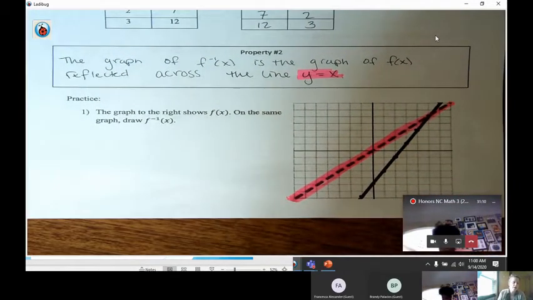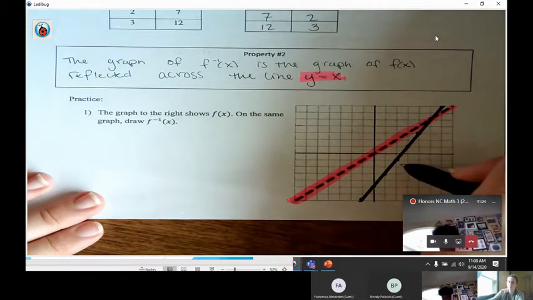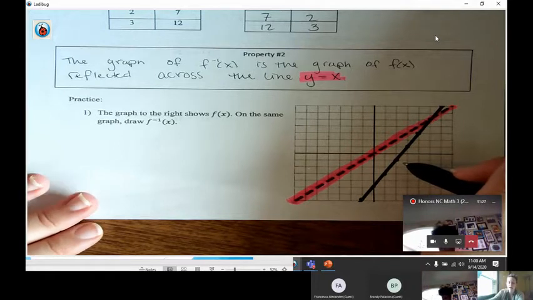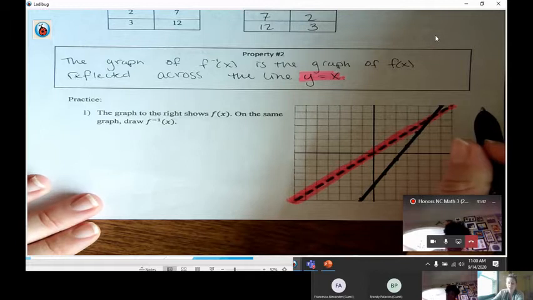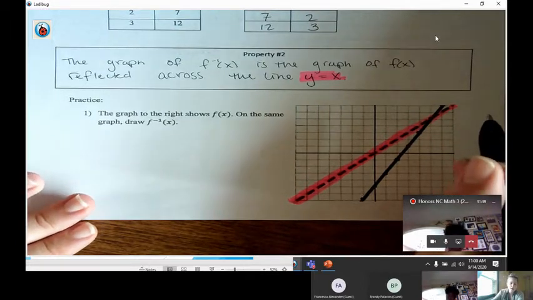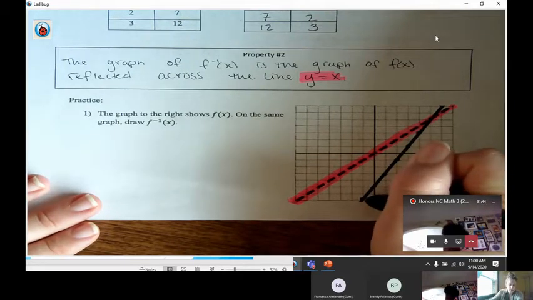Okay, so it says the graph to the right shows f of x. On the same graph show or draw f inverse. So I like to do this by finding 2 or 3 points on the original graph and then flipping them to plot points for my inverse graph. That way I'm not just guessing. I'm not making an educated guess for how it would look. I'm actually figuring it out. So let's see, the point -1, -7 is on this graph.